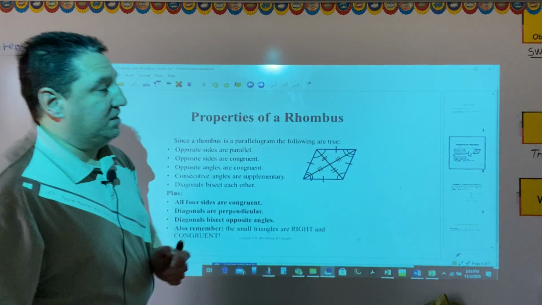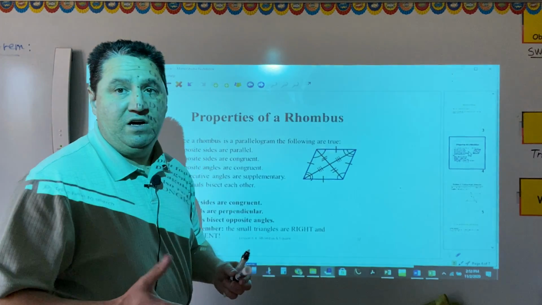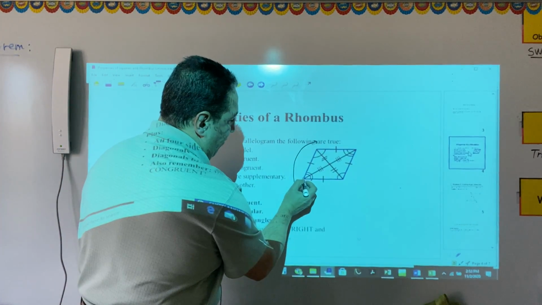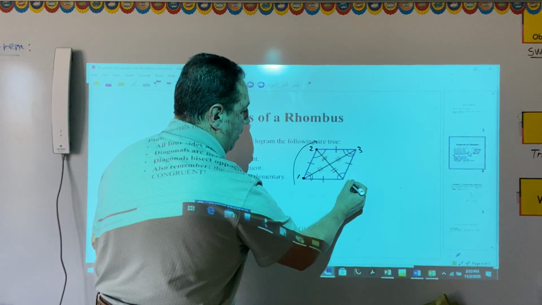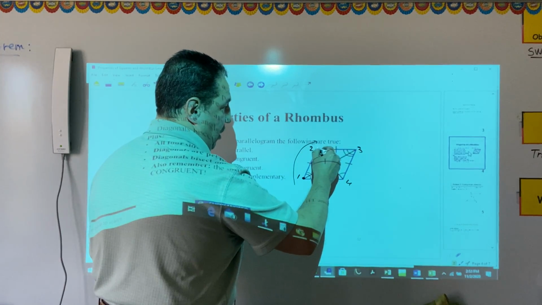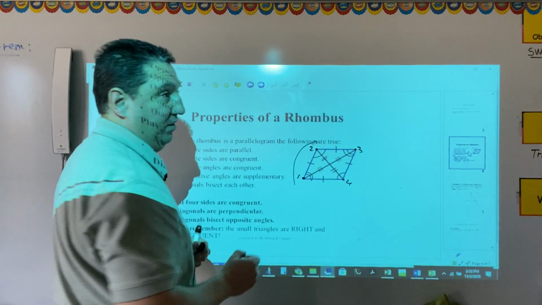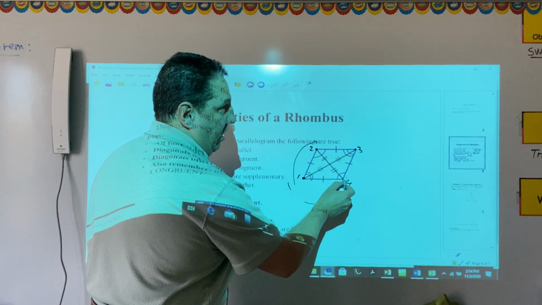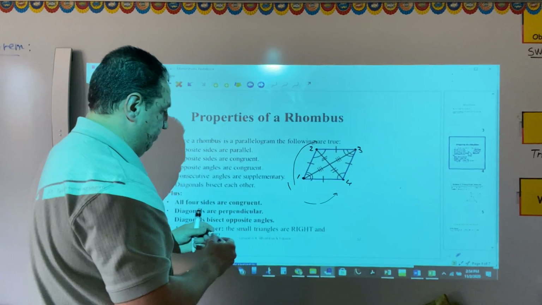Consecutive angles are supplementary. Remember how to identify consecutive angles? If you go clockwise, these two angles are consecutive because they follow each other. Also, 2 and 3 are consecutive. 3 and 4, 4 and 1. If you go counterclockwise, 1 and 4 are consecutive. 4 and 3, 3 and 2, 2 and 1, and so on.